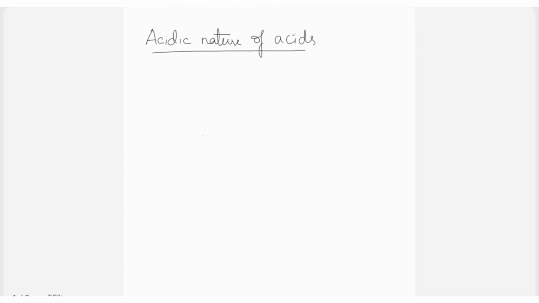Now let us see the acidic nature of acids or carboxylic acids. Carboxylic acids are those with RCOOH functional group. R is an alkyl group, COOH is the main functional group of acids. So acids are generally acidic, this is very common. This acidic nature of acids, not all acids are of equal acidic strength.